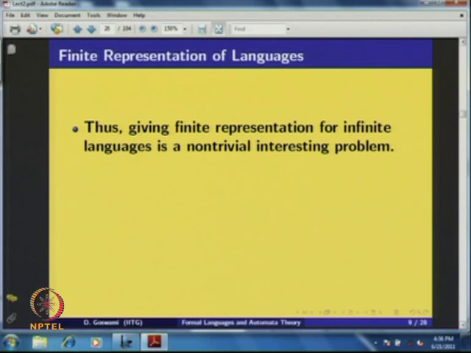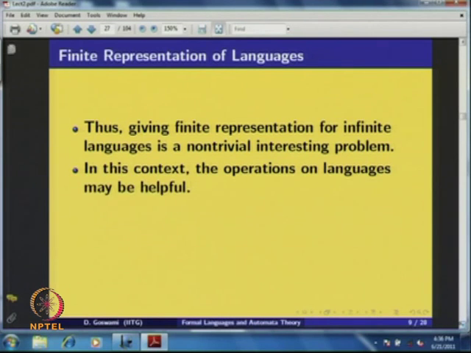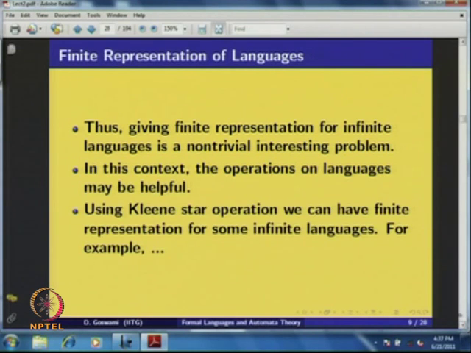Therefore, giving finite representation for an infinite language is a non-trivial problem. If the language is finite, we can always enumerate the strings, which will be a finite representation for the language. So, let us see how to give a finite representation for an infinite language. In this context, the operations on languages may be helpful. We will see that various operations that we have discussed so far may be used to give this kind of representation. For example, using the Kleene star operation, we can have finite representation for some infinite languages.